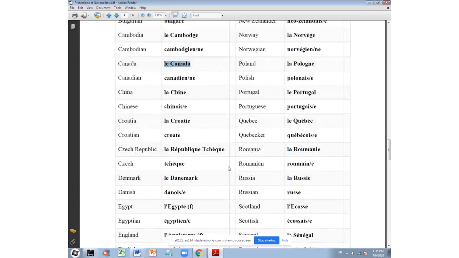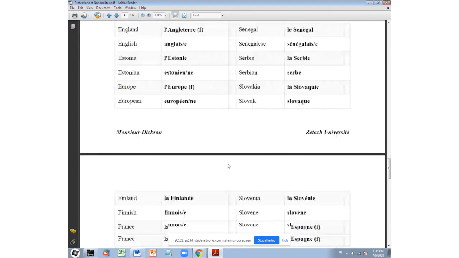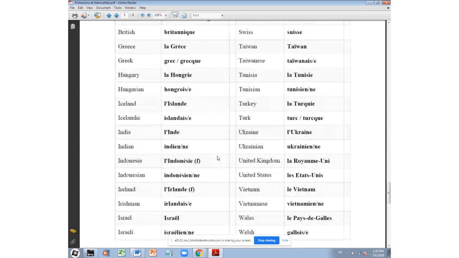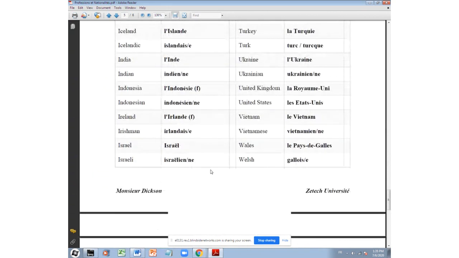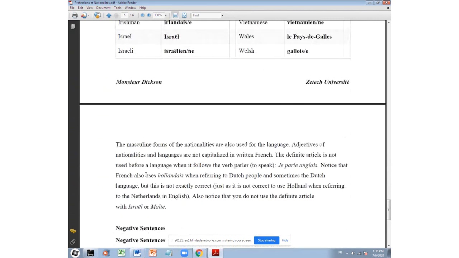And please also note what I've said. When it comes to formation of nationality, or expressing yourself, you use the verb to be. Use the verb to be.